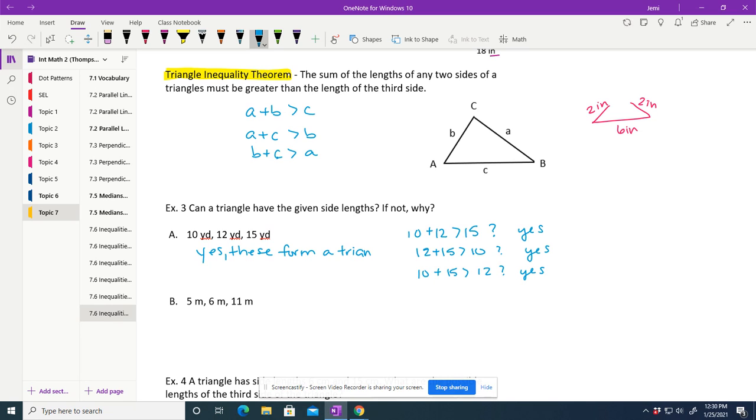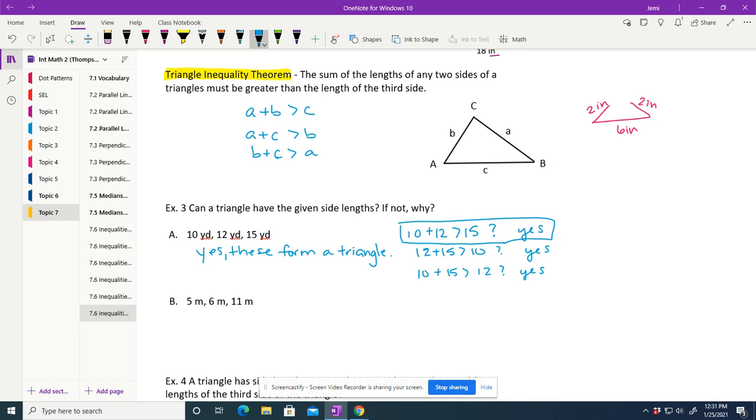Now in reality, the only one you have to check is the smallest two. So this is going to be your key right here. Do the smallest two add up to be greater than the third one? Which makes sense because is 12 plus 15 greater than 10? Yeah, 15 by itself is already greater than 10. Is 10 plus 15 greater than 12? Yeah, 15 by itself is already greater than 12, right? So if you just check the smallest two, that'll give you an answer.